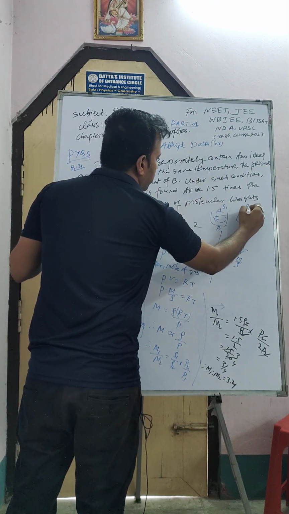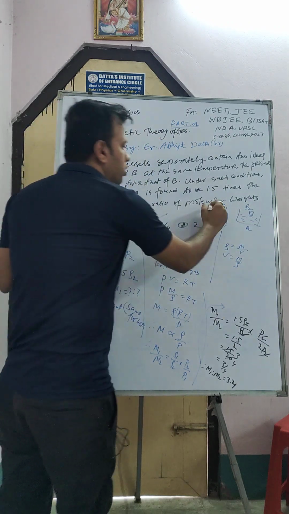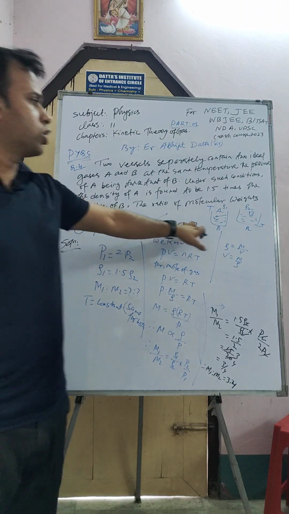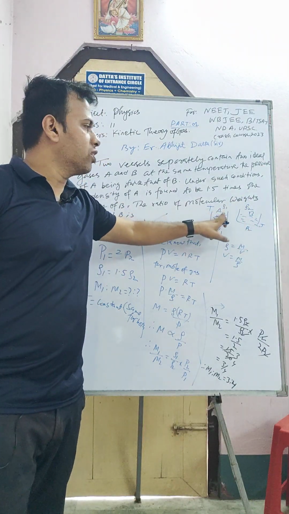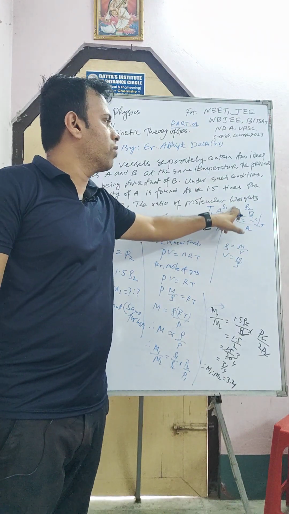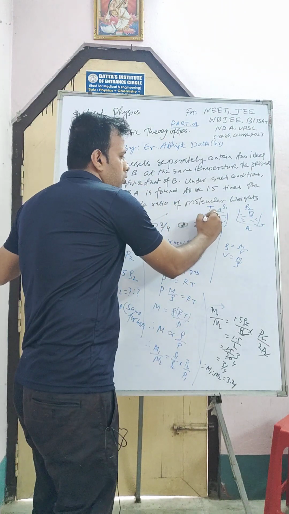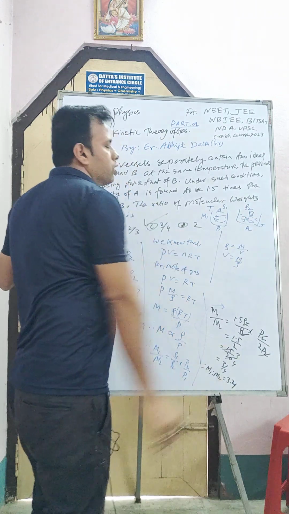Density rho 1 is, that is one is rho 2. Temperature in both cases is the same. So the given: the pressure P1 is twice the pressure P2, and the density of A is 1.5 times the density of B. In that case we have to find the molar mass ratio, M1 by M2.